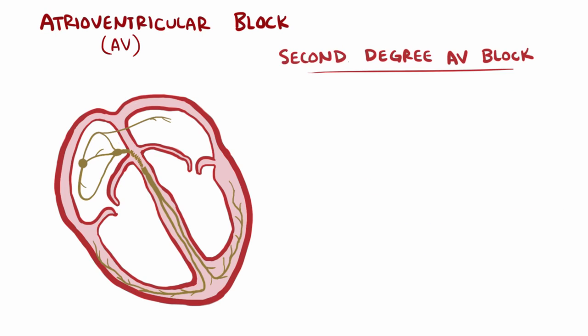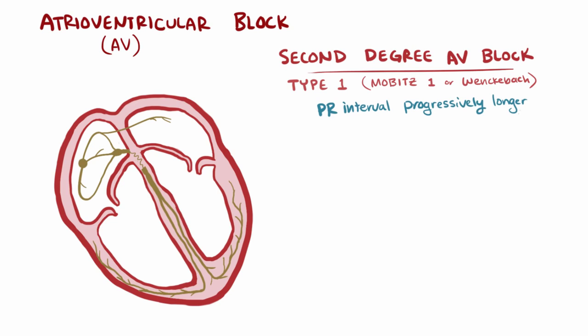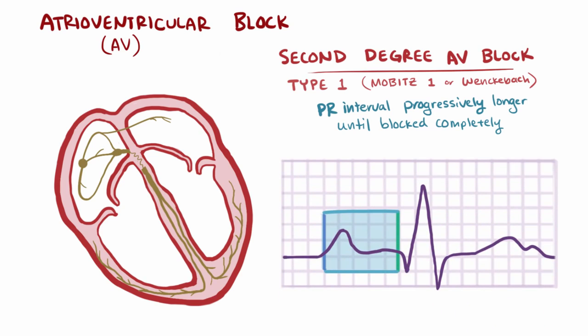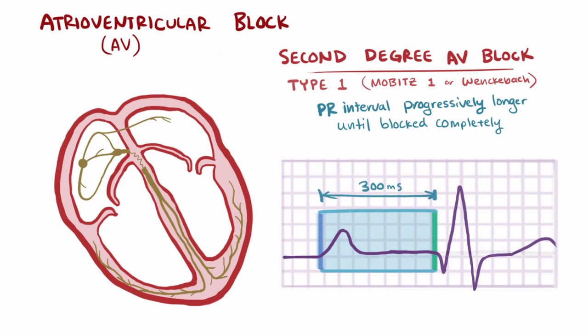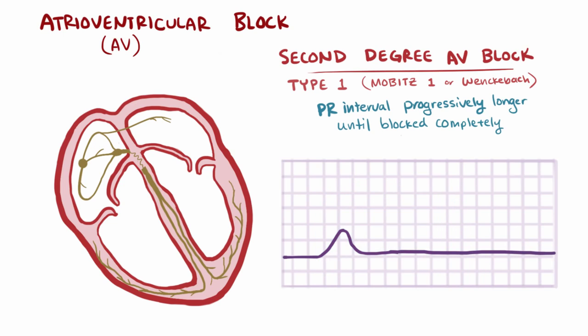Second-degree AV block can be split into two types. Type 1, called Mobitz 1, or sometimes Wenckebach, happens when the PR interval gets progressively longer with each beat until a P wave is blocked completely. So maybe the first PR interval is 200 milliseconds, then the next is 260 milliseconds, then 300 milliseconds, and then finally the next one doesn't make it to the ventricles, and you get what's called a dropped beat.